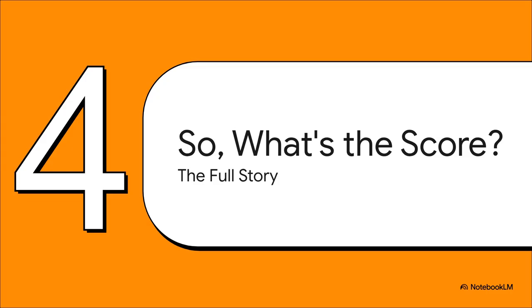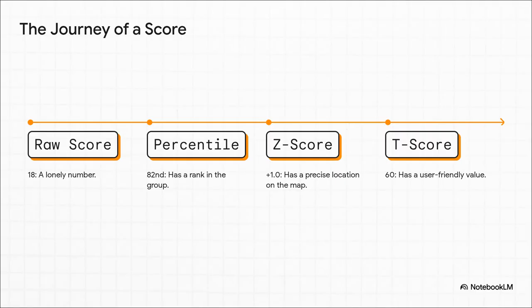All right, let's pull all of this together and take a look back at the incredible journey our simple little score has taken. We started with a raw score of 18, just a lonely number. Then we gave it a rank, a percentile, and we learned it was in the 82nd percentile. After that, we found its precise location on the map with a z-score of plus 1.0. And finally, we turned that into a nice, friendly t-score of 60. We've literally transformed a meaningless number into a rich piece of information.